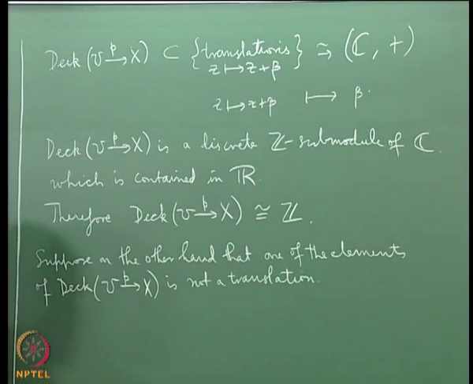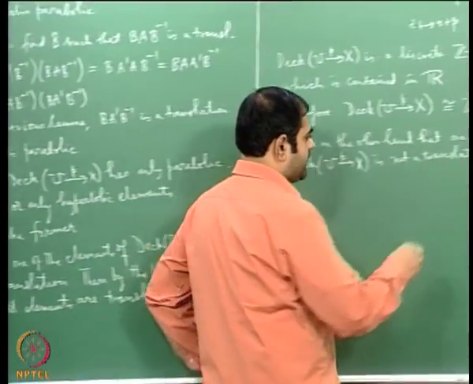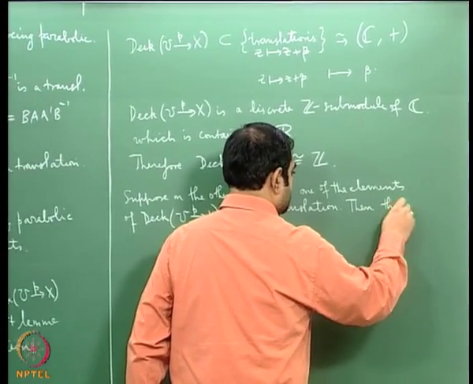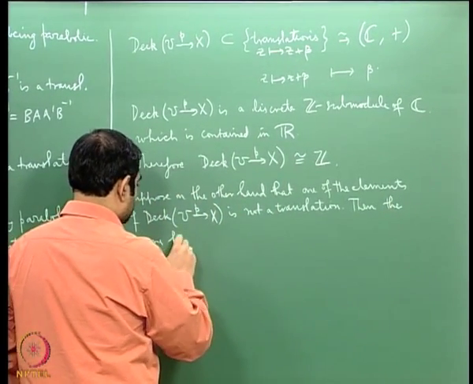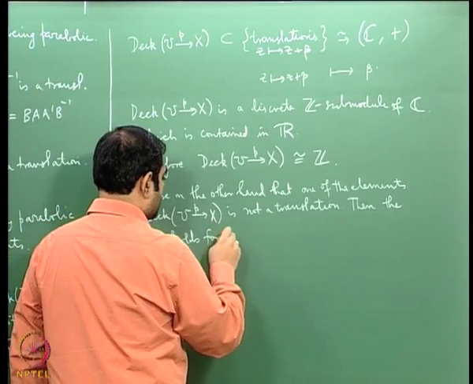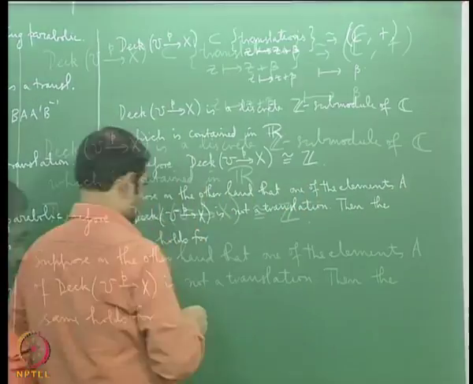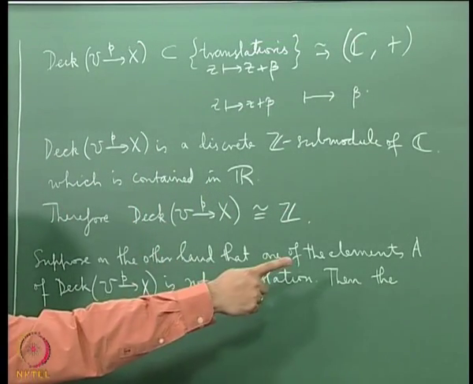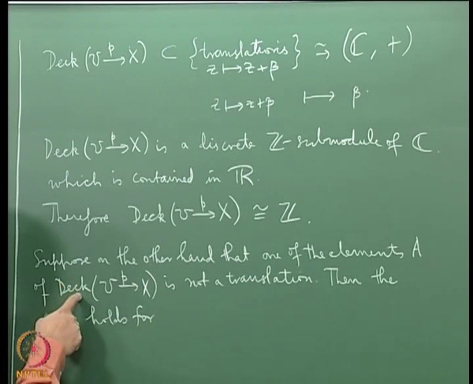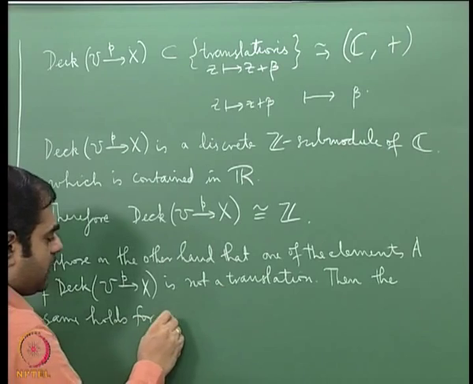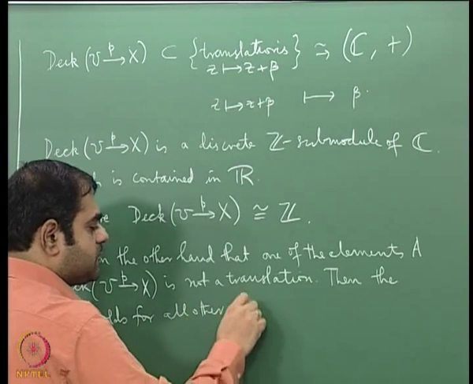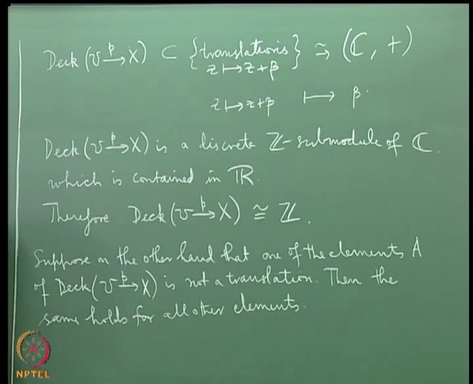Suppose it is not a translation, alright, then every other member is also not a translation, because they all commute with this one, okay, because it is a commutative group. Let me call that element A. Suppose one of the elements A in the deck transformation group is not a translation, then the same holds for all other elements, namely all the others are also not translations.